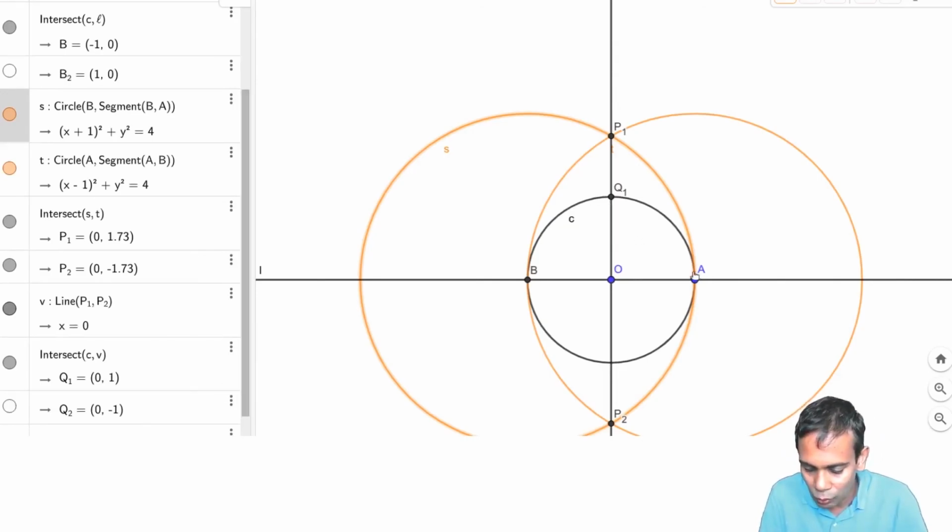Now because OA and OQ1 are both radii of a circle, OA and OQ1 have the same length. So OQ1 is also 1 unit, and by our construction, the angles OAQ1 and BOQ1 are equal, and so they are right angles. And so OQ1A is a right angle triangle with right angle at the vertex O. And so if you take the segment Q1A, that segment has length square root 2. So this is a construction of square root 2.